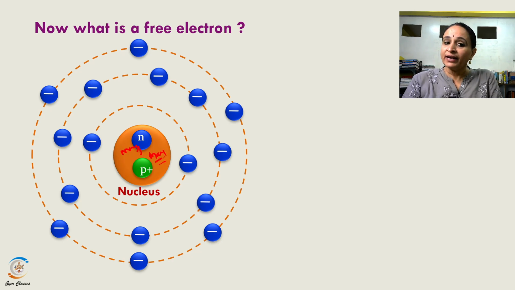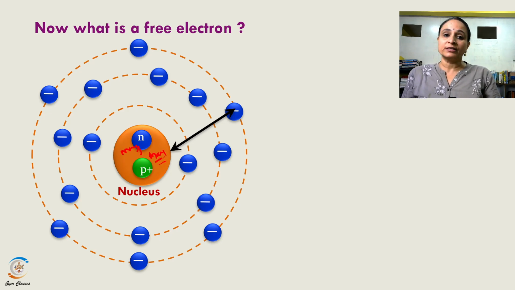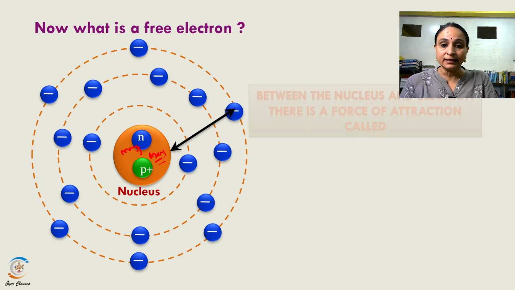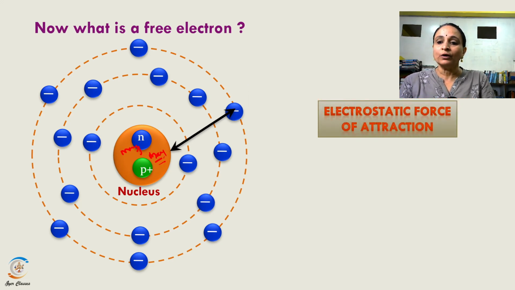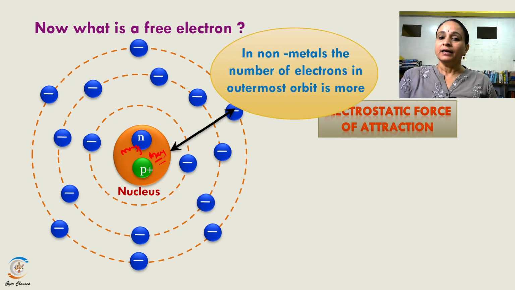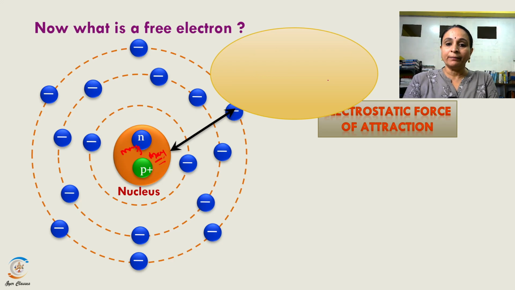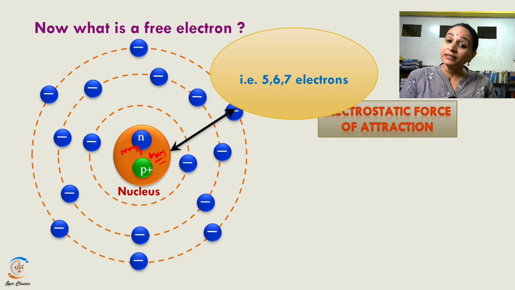Now, what are the free electrons? These are all not the free electrons. See, all these electrons are attracted by the nucleus because the nucleus is positively charged and the electrons are negatively charged. So what happens is they both attract each other. The nucleus and the electron, there is a force of attraction, and this force is called the electrostatic force of attraction, right? In the non-metals, the number of electrons in the outermost orbit is more. So it may be 5, 6 or 7 electrons in the outermost orbit. In the cases of the inert gases, there are 8 electrons.